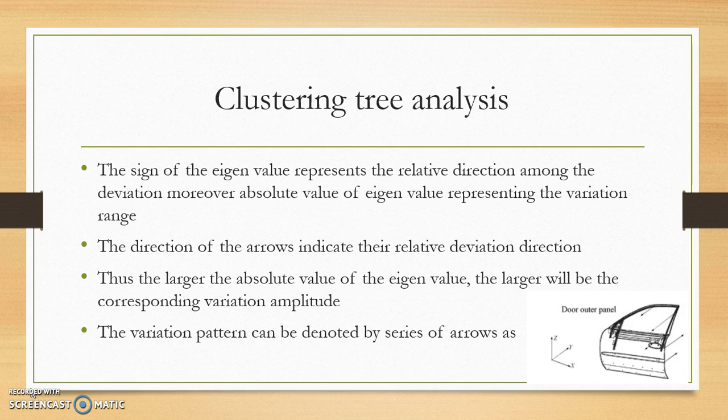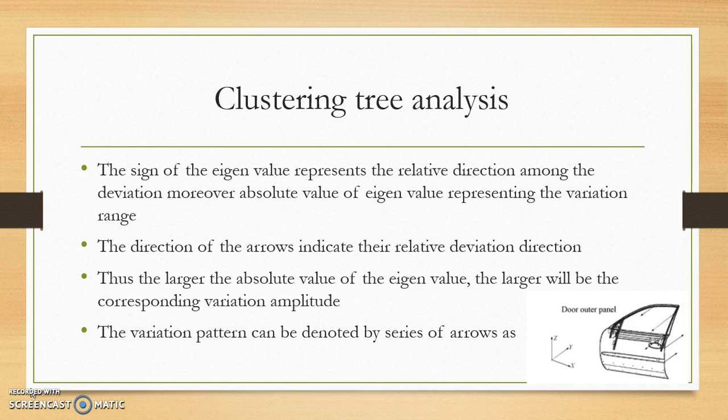So the sign of the eigenvalue represents the relative direction among the deviation, which means if two eigenvalues have contrary signs, when one dimension deviates to the left, the other will deviate to the right, and vice versa. Moreover, the absolute value of the eigenvalue represents the variation range: the larger the absolute value, the larger the corresponding variation.